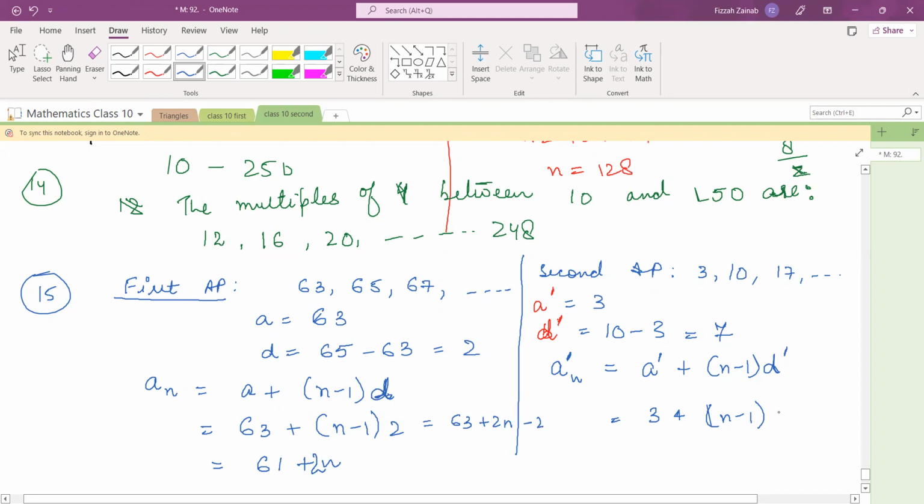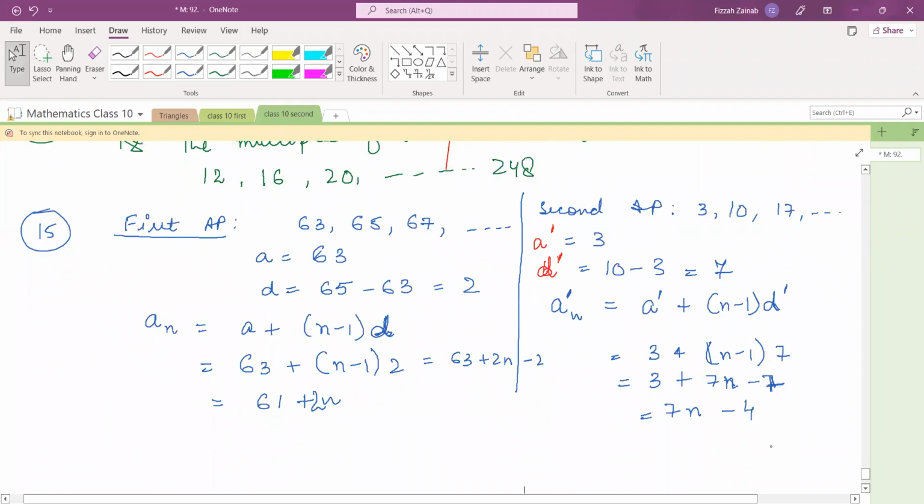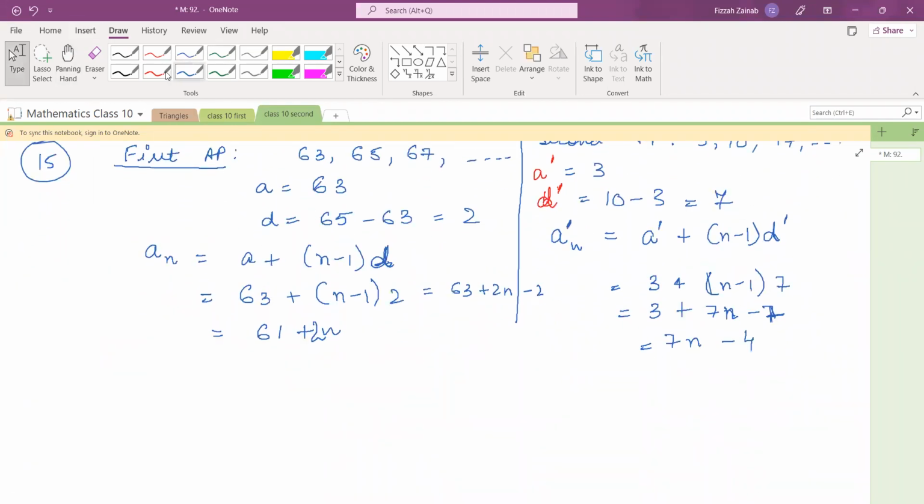So a dash is 3 and d dash is 7. So this will be 3 plus 7n minus 7. So this will be like 7n minus 4, correct? These are the nth terms.